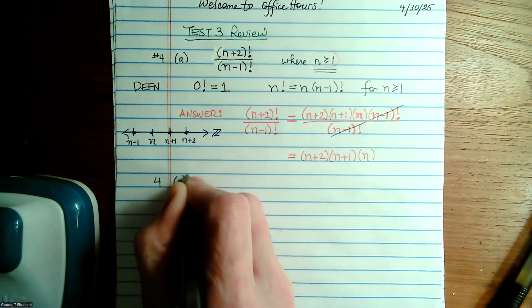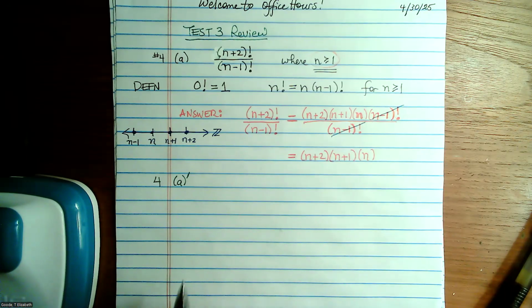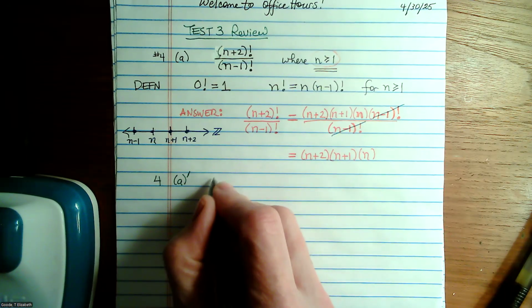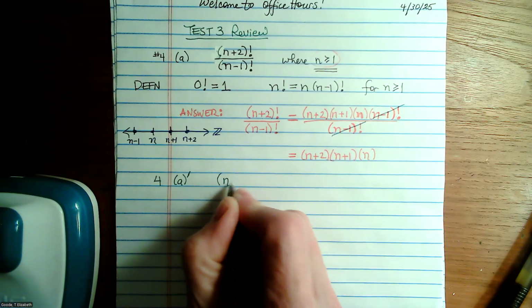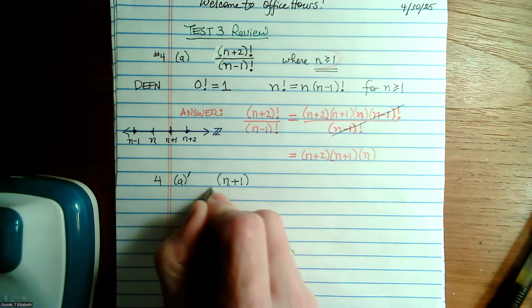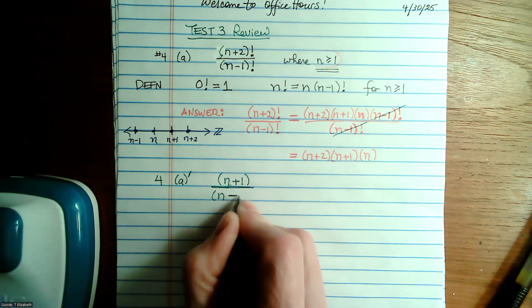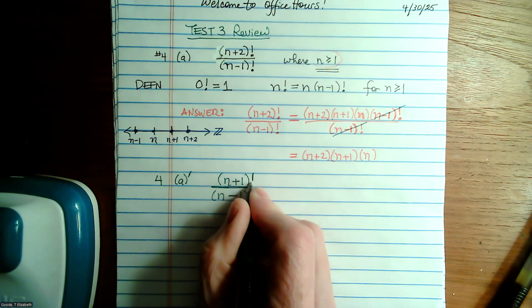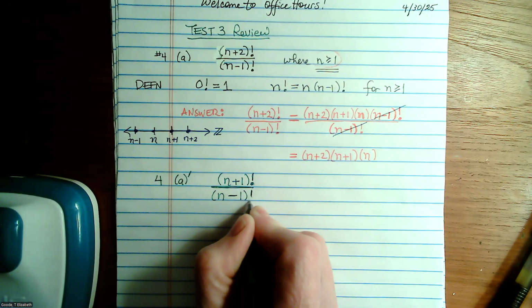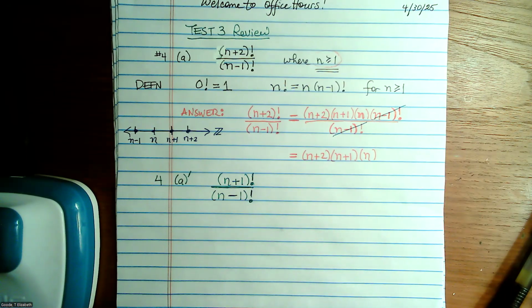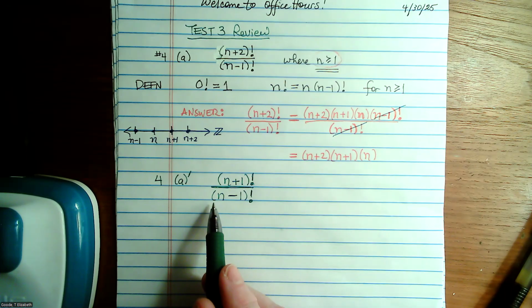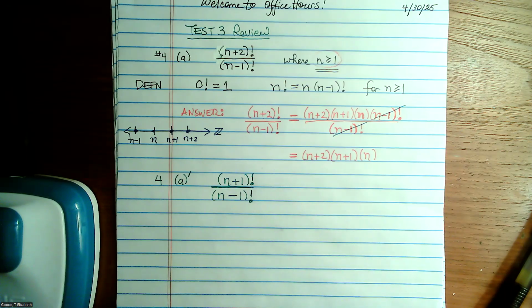All right, let's do the 4 answer. Yeah, let's make up another one. What if we have n plus 1 divided by n minus 1, with a factorial here and a factorial here? Okay.